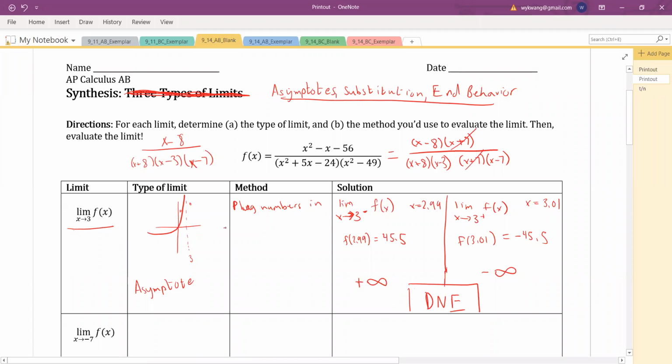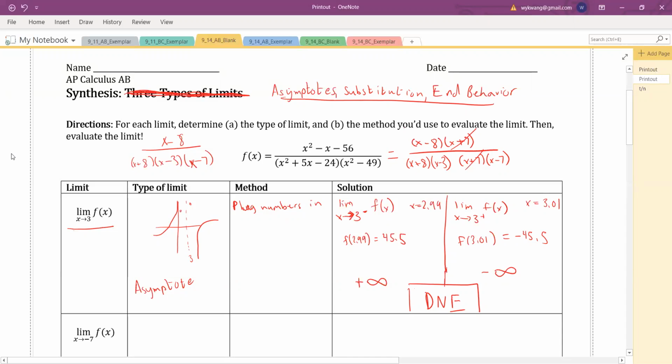The limit can't exist, remember, because the limit only exists if the two one-sided limits are equal to each other. So if they were both going to positive infinity, that's great. Then our limit is positive infinity. If they're both going to negative infinity, then that's also great. Our limit would be negative infinity. But since they're going in completely different directions, the limit just won't exist.